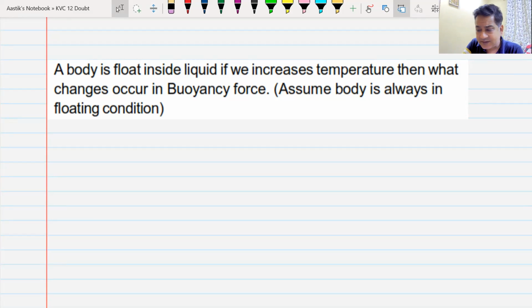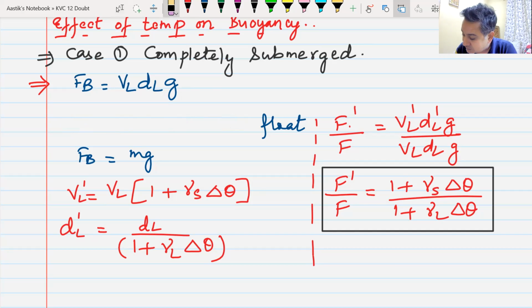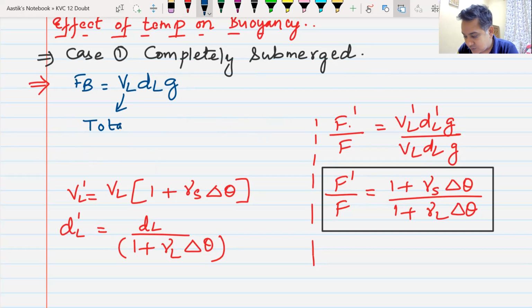Okay, do one thing. I think I've confused you here in this case. This was case number 1, and for this case number 1, just don't write this. I think you got confused with this. For case number 1, rho L is greater than rho S. First, listen to what I am telling you. In case number 1, when the body is completely submerged, this V_L is the total volume of the solid. The volume is completely inside.